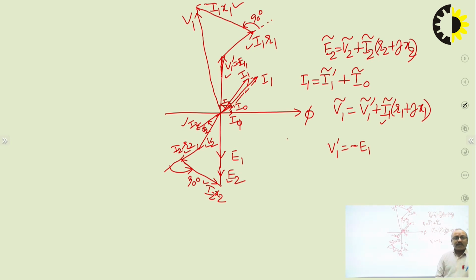In the next discussion, we will be discussing another topic related to losses and efficiency of a transformer, the condition for maximum efficiency of a transformer, and the numericals related to efficiency of a transformer. That's all. Jai Hind.